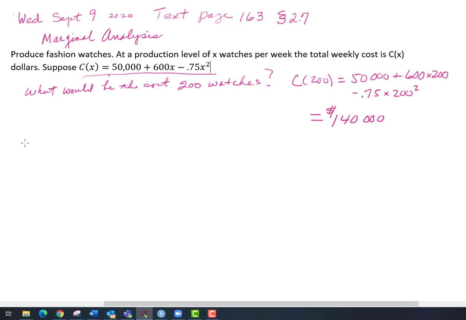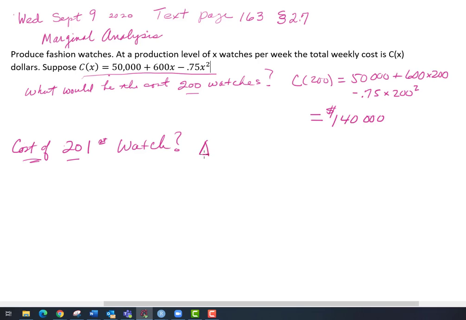What would it cost to produce the 201st watch? Now be clear that you understand what we're asking here. We're not asking the cost of producing 201 watches. We're talking about how much cost would be added if I went from 200 watches per week to 201 watches per week. That would just be the cost of that one additional watch, the 201st watch. So what would that be?